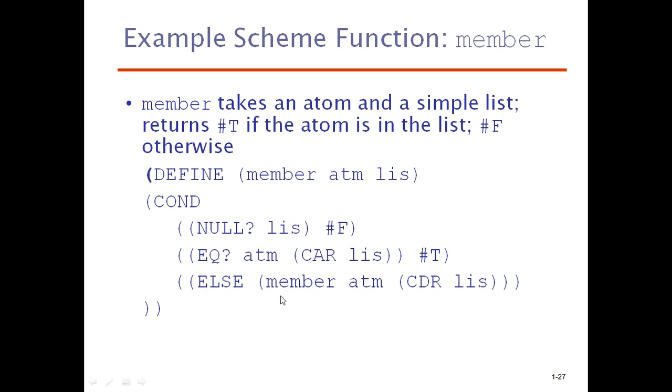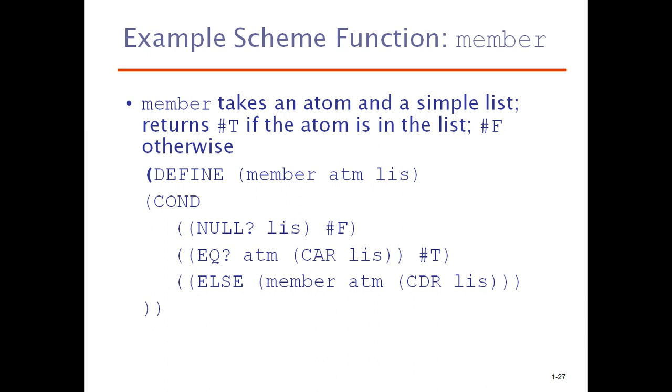So else, member atom CDR list, that means the rest of the list by eliminating the first element. So this is the way you write the program. When you call the function, simply call it within brackets: member, give the atom that you want to search in the list of elements, then provide the list. Please note that both the atom and the list must be given with a quote symbol, so that these two will not be evaluated. These two will be used only as input to the function member.